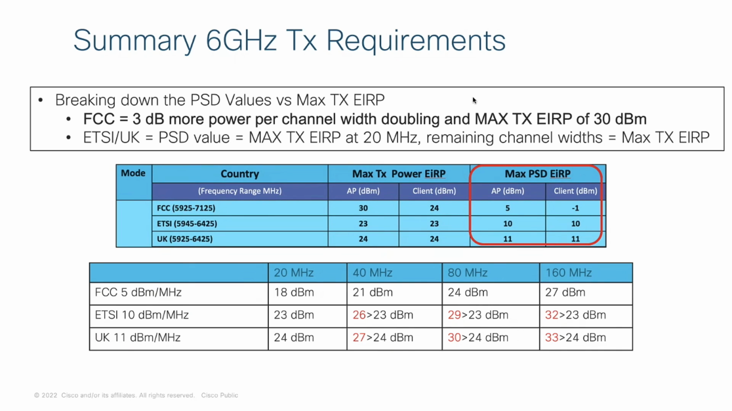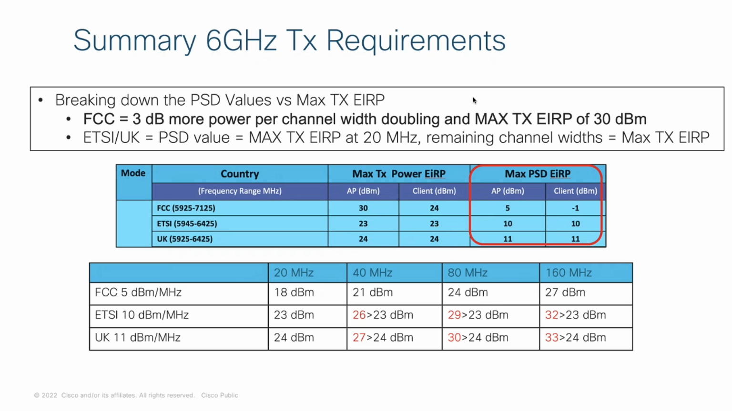So how does that break down? Well, in the FCC, we've got 1200 megahertz. We're able to make 80 megahertz channels, and we expect with that much spectrum that we're going to be using 80 megahertz channels. So that puts me at 24 dBm for a max EIRP.